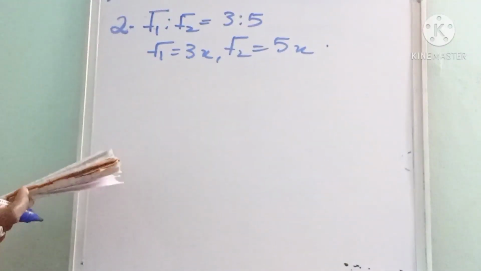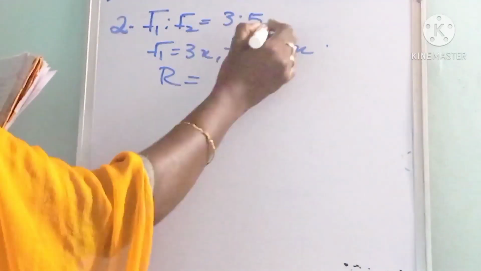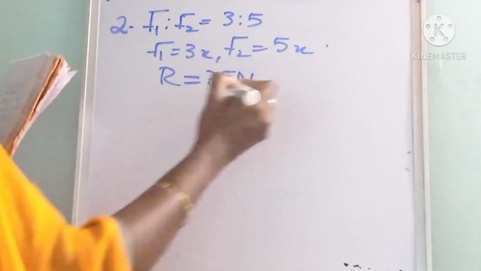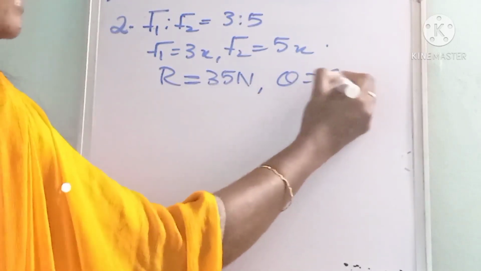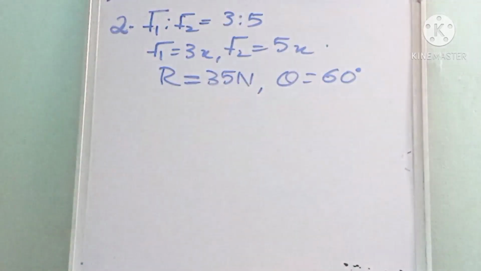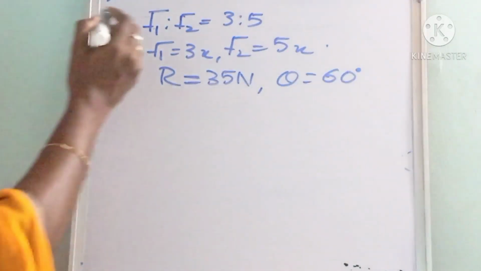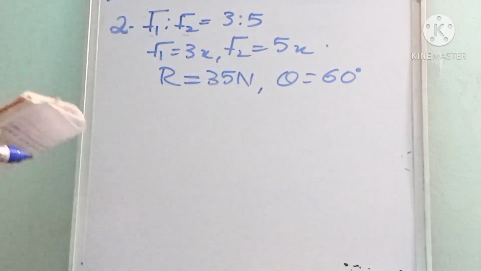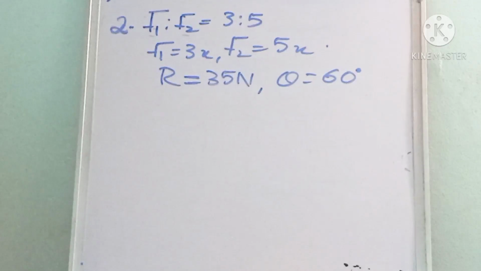They give a resultant of 35 Newton. The resultant of these two forces is given in the question, that is 35 Newton. Also the angle of inclination theta is given as 60 degree. Then we have to find the magnitudes of the two forces F1 and F2. That is the question.